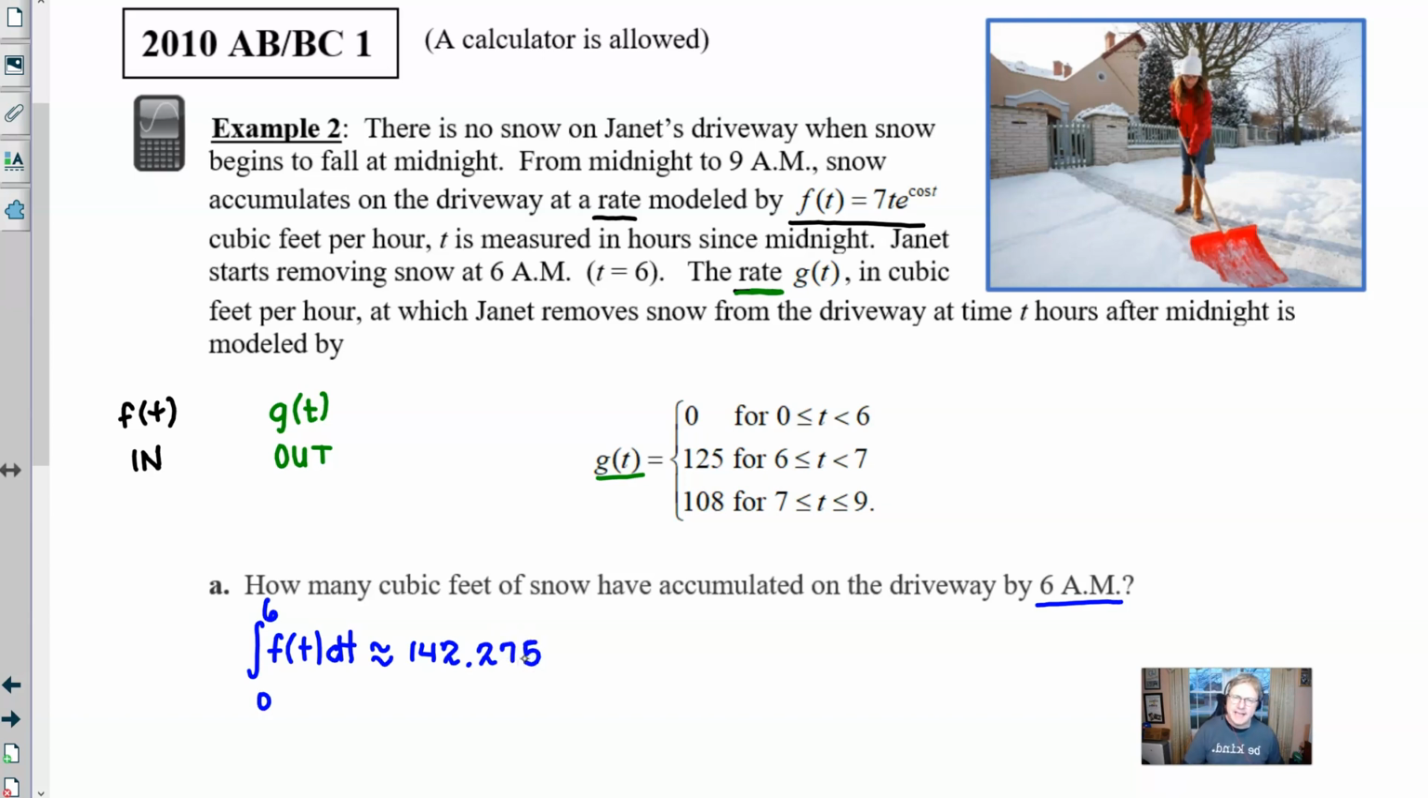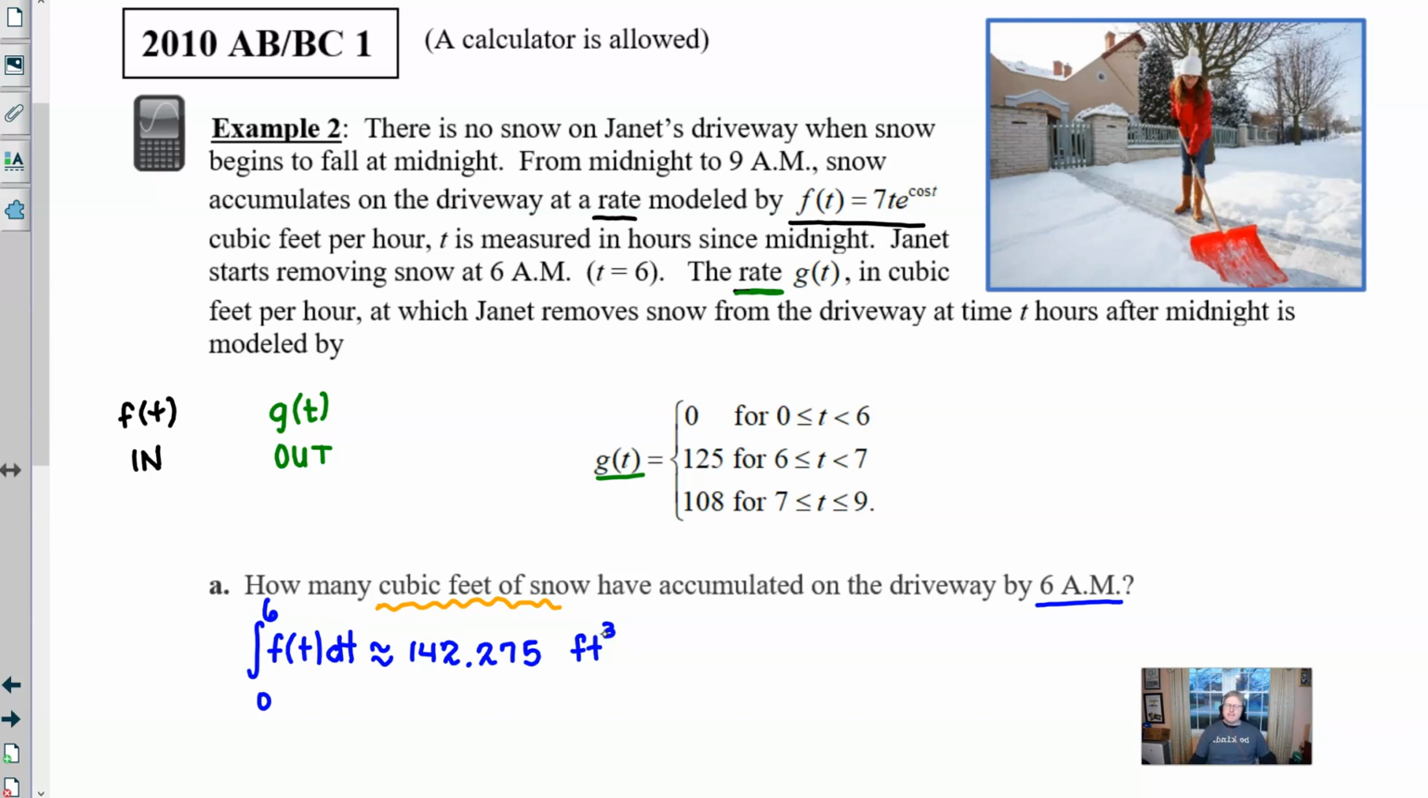A lot of people will ask, should we put the units? I will tell you 100% unequivocally, yes, you should put the units. Sometimes you might be off the hook in terms of needing to provide the units because it's already in the question, but let's not take the chance. We know that this is cubic feet.